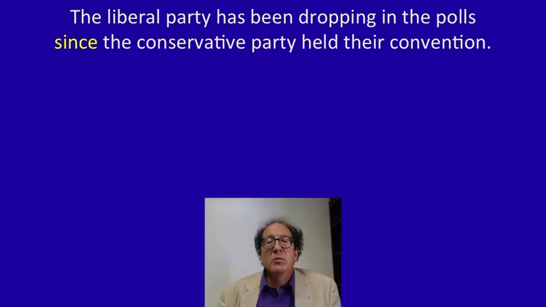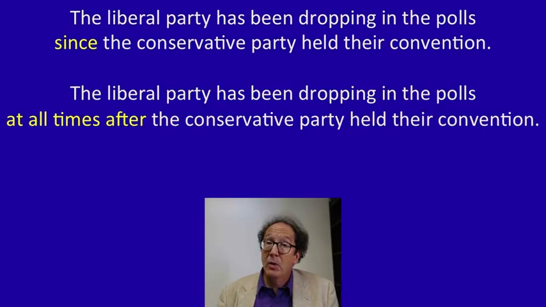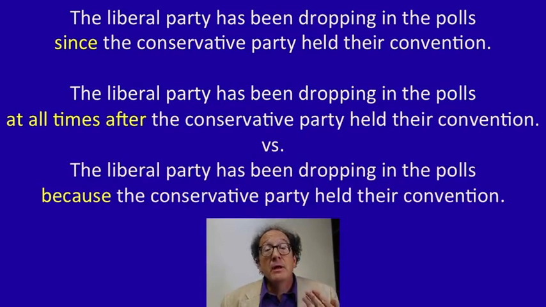Unfortunately, sometimes it's hard to tell whether a particular word is being used as an argument marker or not. Here's an example. Suppose someone says, the Liberal Party has been dropping in the polls since the Conservative Party held their convention. And they might be saying the Liberal Party has been dropping in the polls at all times after the Conservative Party held their convention. But they might be saying something stronger. They might be saying that the Liberal Party has been dropping in the polls because the Conservative Party held their convention, or because of something that happened at that convention. Now, how can you tell whether this person means to be claiming simply a temporal progression or some kind of reason for the drop in the polls?